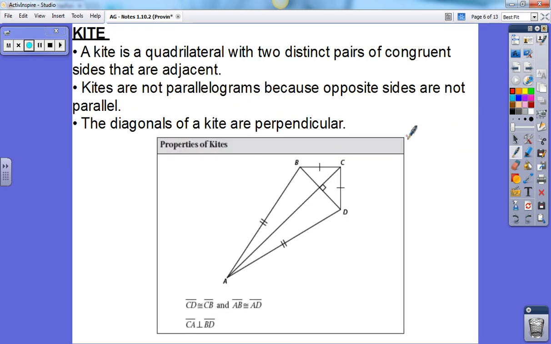A kite, remember there are two disjoint or two distinct pairs of congruent sides. So we've got this pair of congruent sides and then this pair of congruent sides. They're not parallelograms, and in fact there are no opposite sides that are parallel. The diagonals of a kite are also perpendicular to one another.